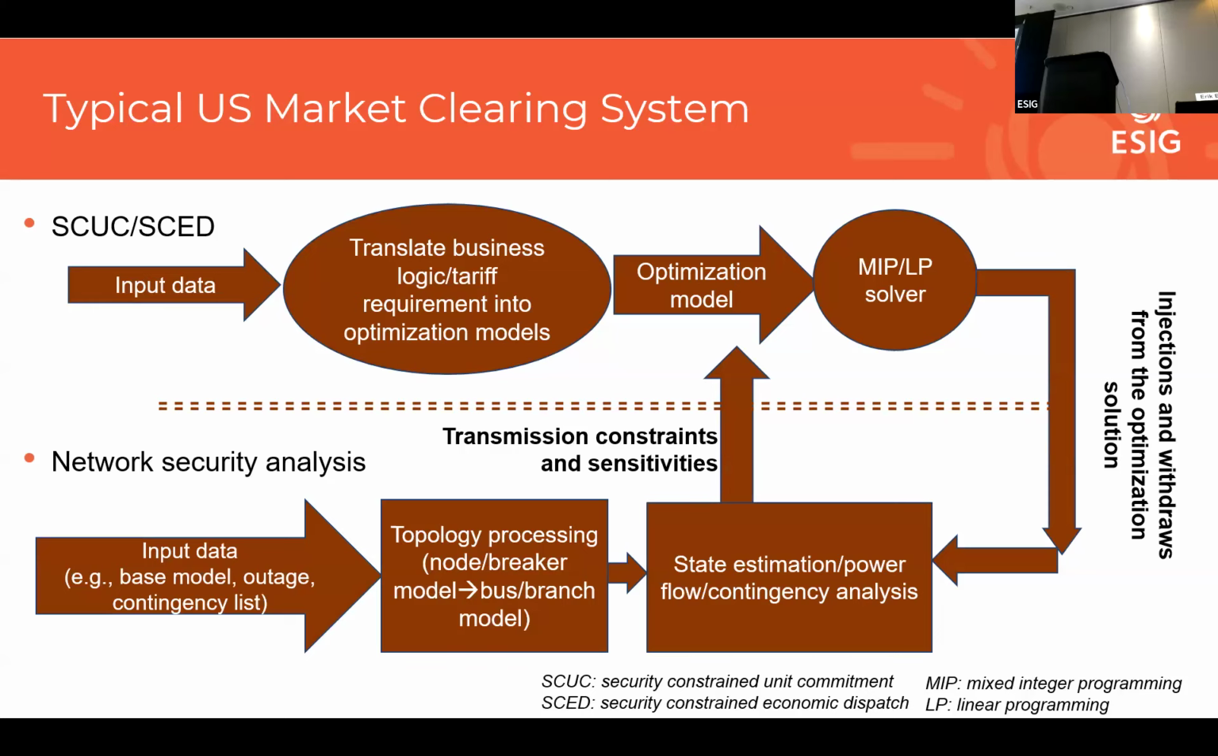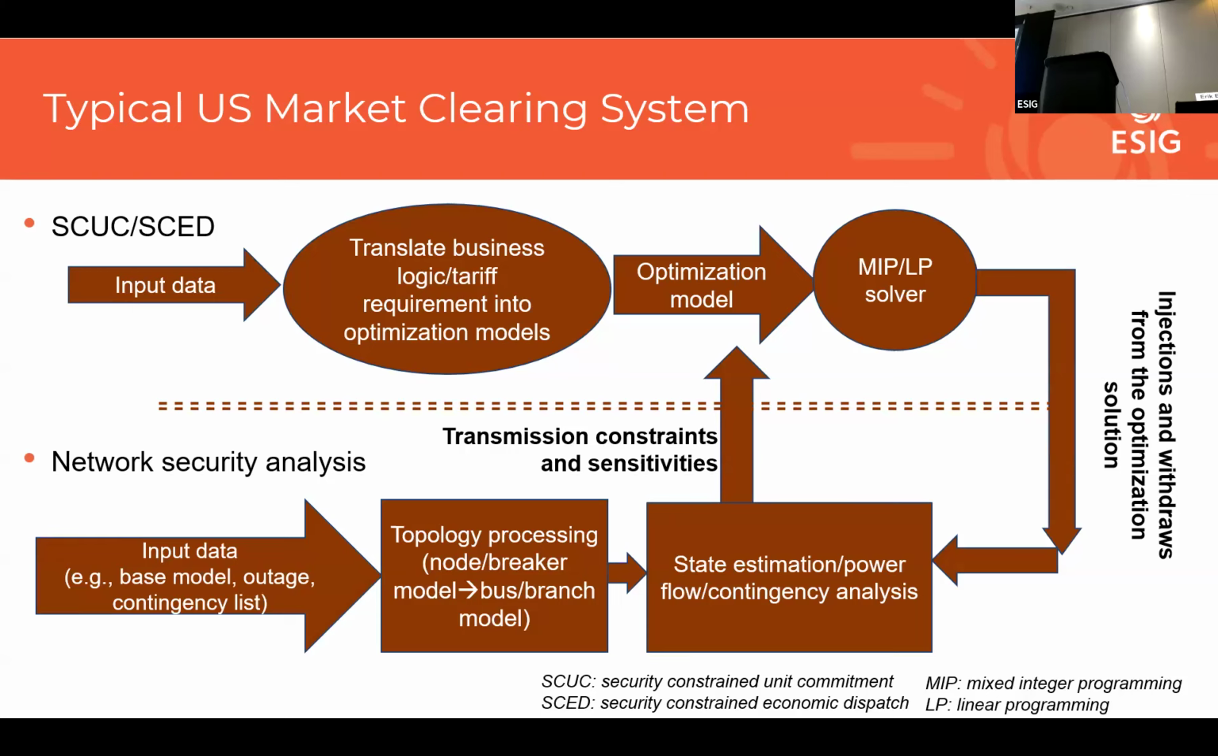And then all these tariff rules are translated into a large optimization problem. The objective of this optimization is to maximize social welfare. And then in the end, most of the problem, like in the US, is formulated as a mixed integer programming or linear programming problem, and then sent to the MIP and LP solver.